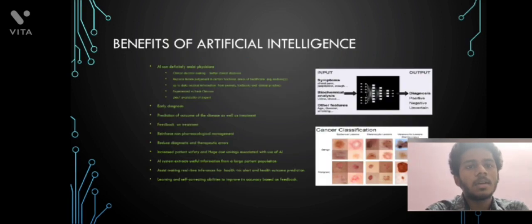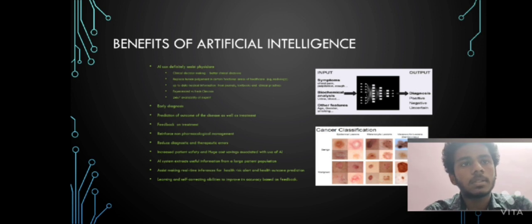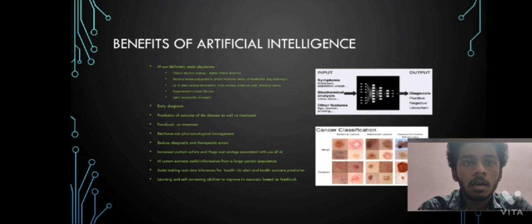Okay, and the benefits of artificial intelligence. Artificial intelligence can be used a lot to assist physicians, not to replace physician guidance. It offers better clinical decisions, and can replace human judgment in certain functional areas of healthcare, like radiology especially. It provides up to date medical information from journals, textbooks, and clinical practices, early diagnosis and prediction of disease outcome, as well as treatment, feedback on treatment, reinforcement, and non pharmacological management. These are all benefits of artificial intelligence.